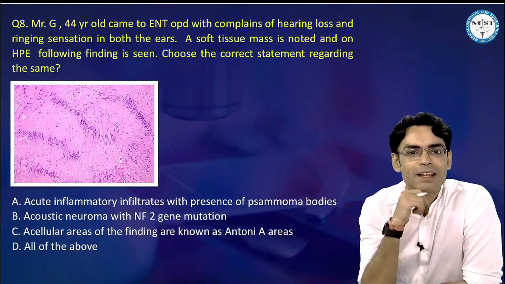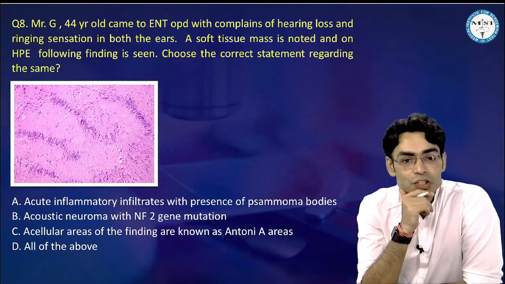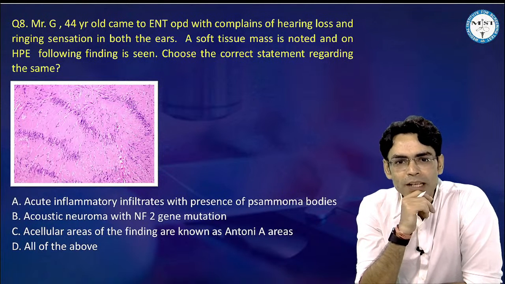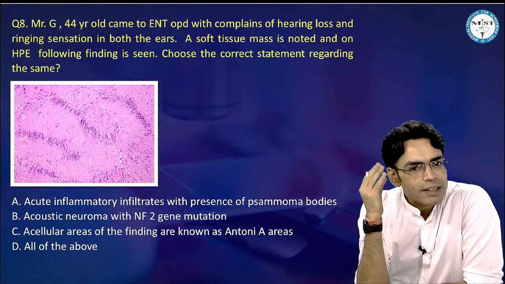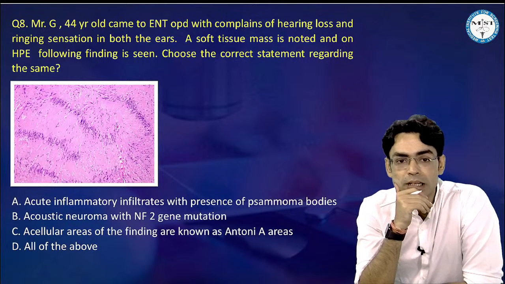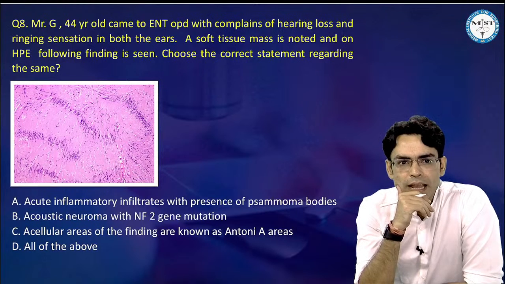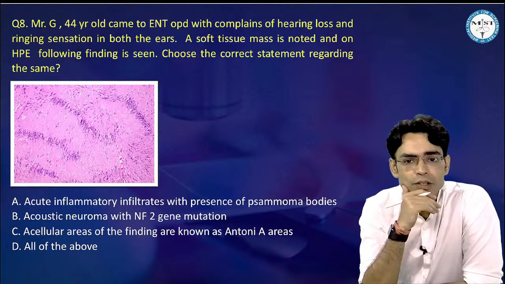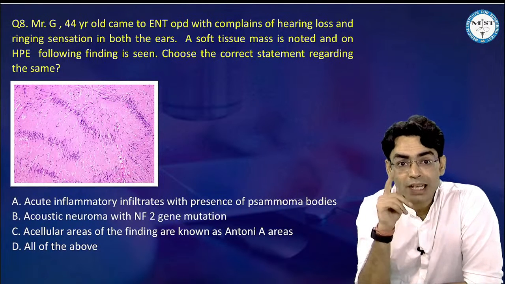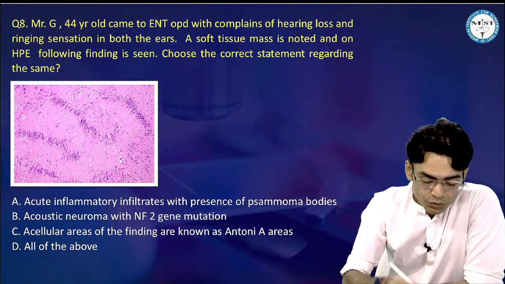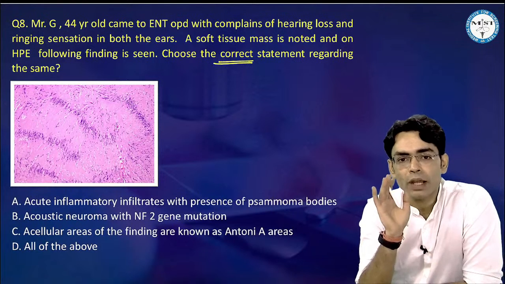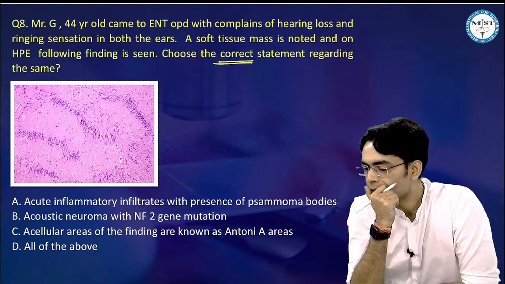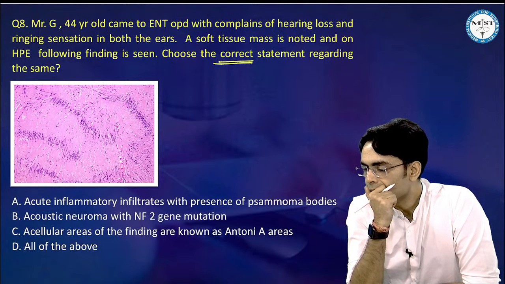Thank you. Question number 8. Mr. G, 44-year-old, came to the ENT OPD with complaints of hearing loss and ringing sensation in both the ears. A soft tissue mass is noted and on histopathology the following finding is seen. So this is what you are seeing on the histopathological examination. Choose the correct statement regarding the same. So you need to find out the correct statement. Okay, now let's see how many of you are giving the answer.